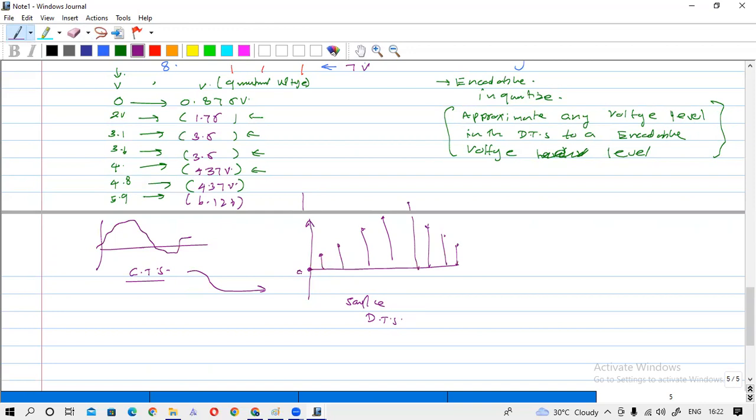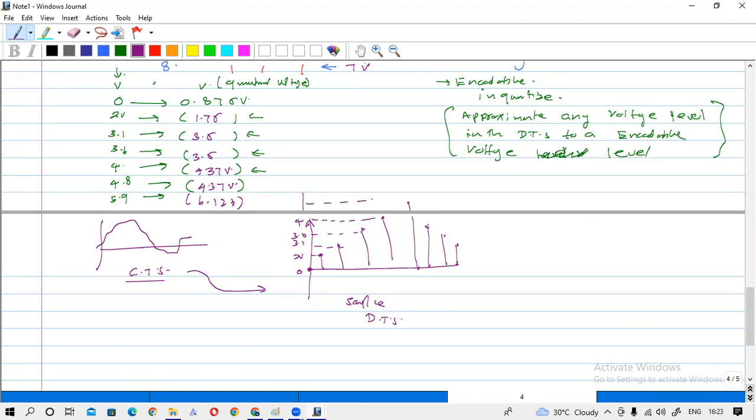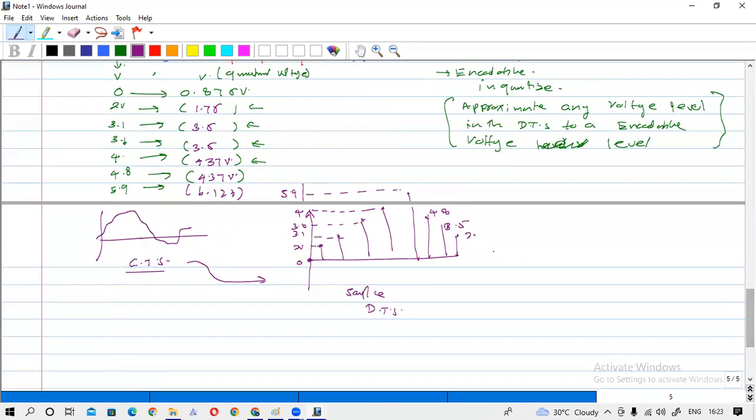So you have some voltage values, maybe 0, maybe 2 volt, maybe 3.1, and maybe 3.6, and maybe 4, and maybe 5.9, and this may be 4.8, and this may be 3.5, we don't know, and this may be 2.625, we don't know. So this kind of signal we can get. So this is the sample signal.